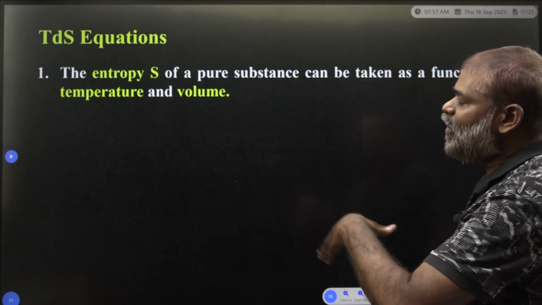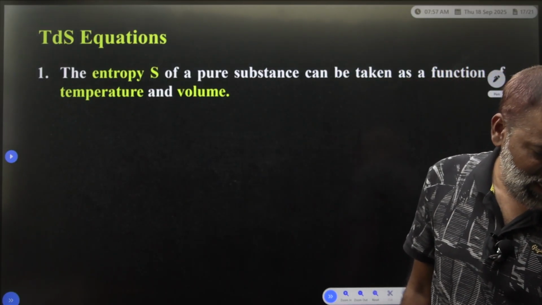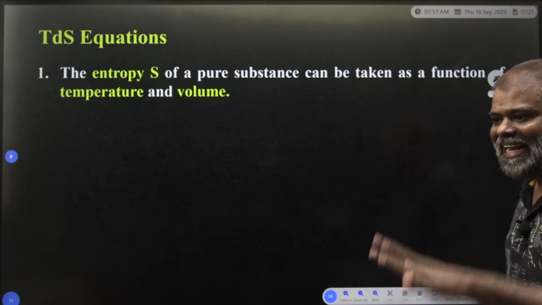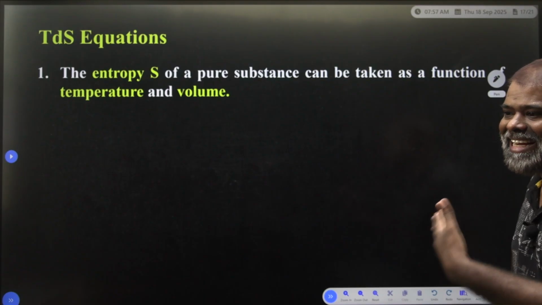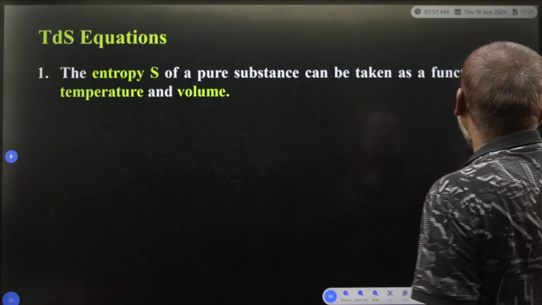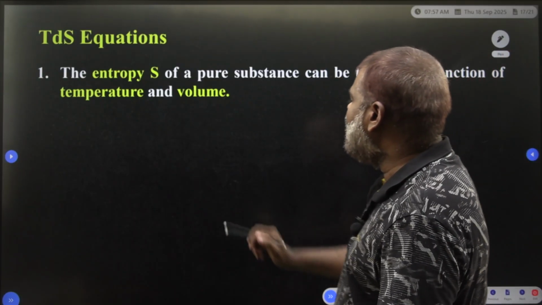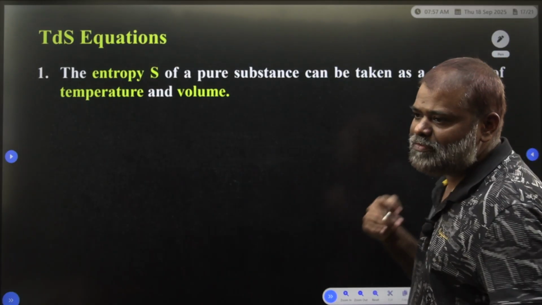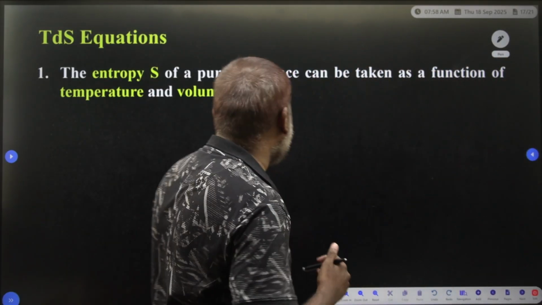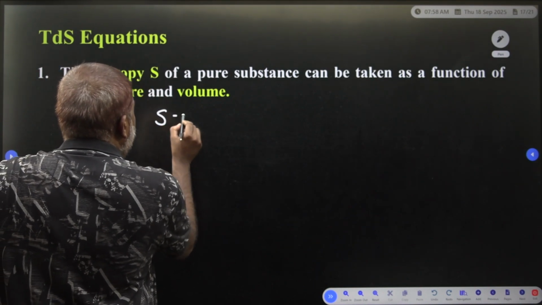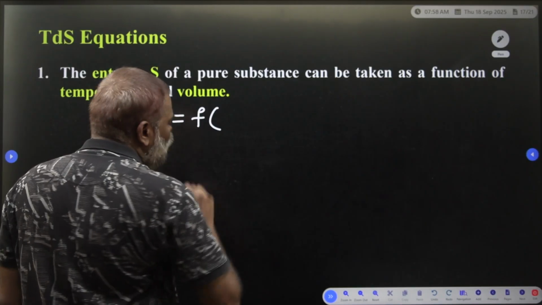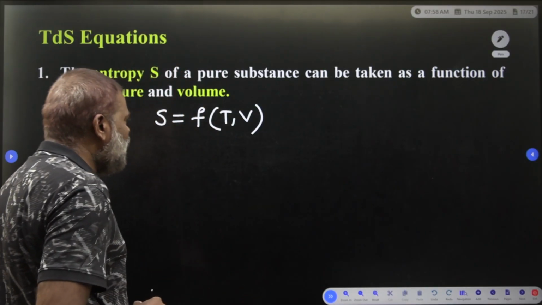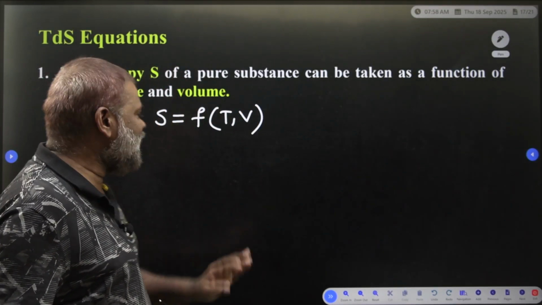Not only that, we are going to derive the TdS equations by using the Maxwell's relations. How many TdS relations are there? 3 TdS relations are there. Those 3 TdS relations we are going to discuss here. First one, you have to see the entropy S of a pure substance can be taken as a function of temperature and volume.